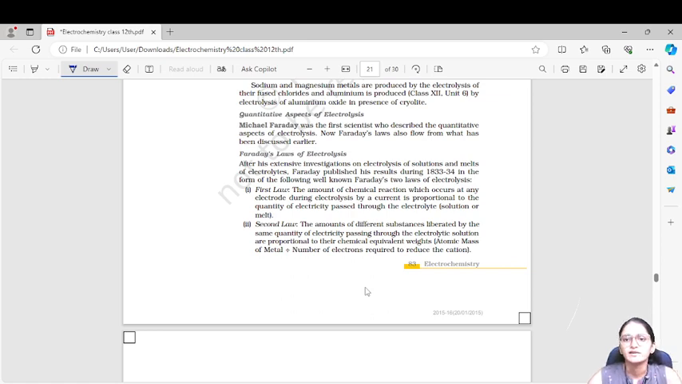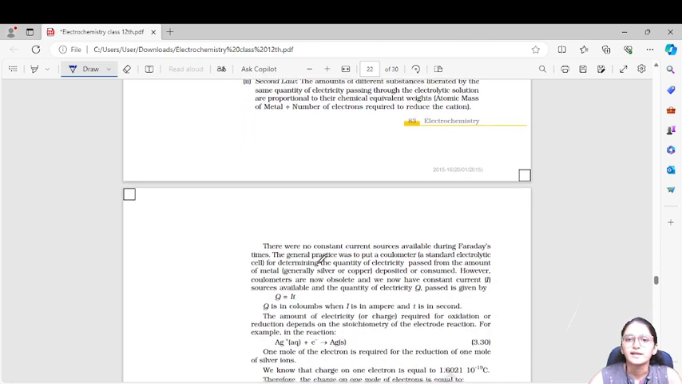Michael Faraday was the first to describe quantitative aspects of electrolysis. So we will see Faraday's laws. First law. What is Faraday's first law? The amount of chemical reaction which occurs at any electrode during electrolysis by a current is proportional to the quantity of electricity passed through the electrolyte. Meaning, the amount of chemical reaction that takes place at any electrode depends on the electricity that you have passed through the electrolyte or the solution.